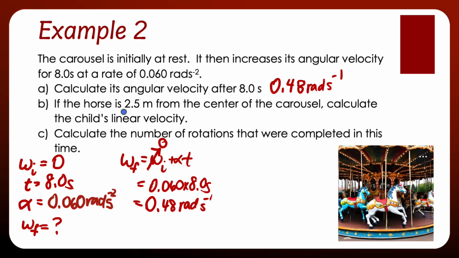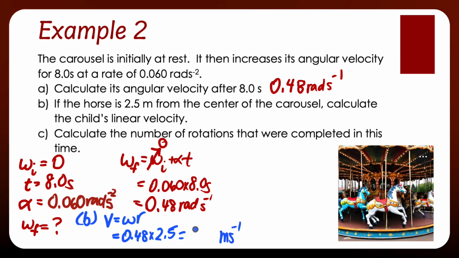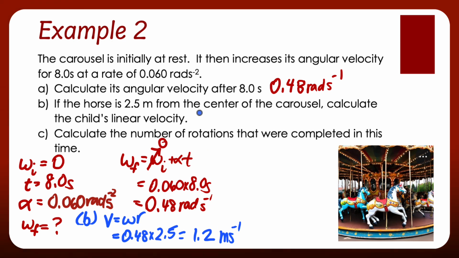If the horse is 2.5 meters from the center of the carousel, calculate the linear velocity. Now, we've got this equation here. v equals omega r. This is actually found in the equations for 8.2 where we did circular motion. It's the same equation here. So it's relating our linear velocity to our angular velocity. The farther you are from the center, the faster you're going. If I put in my values here, notice this is 0.48 radians per second. I'm going to be multiplying that by 2.5 meters. I'm going to end up getting my answer with units in meters per second. In this case, my handy dandy calculator tells me it's 1.2. Let me put that back up here.